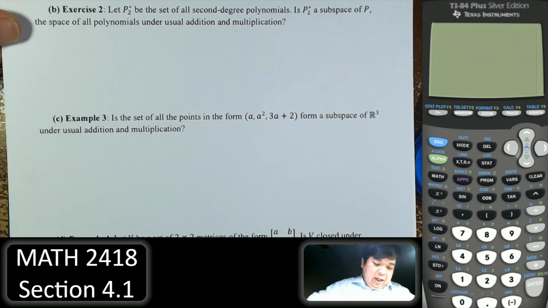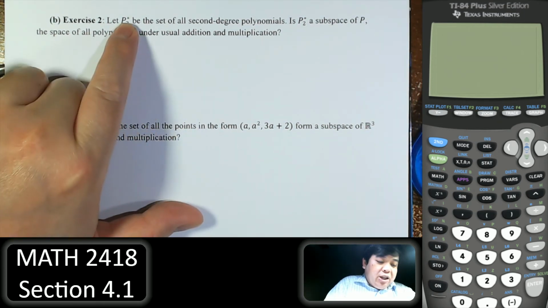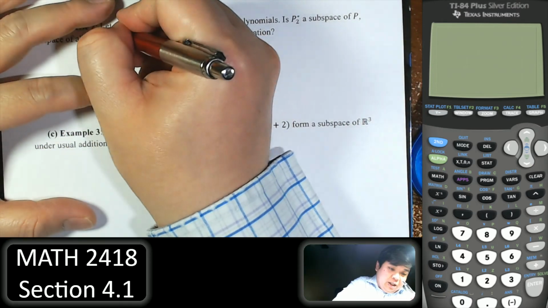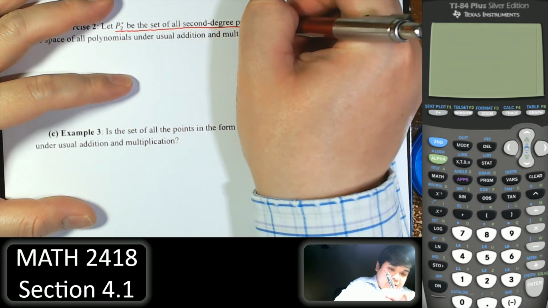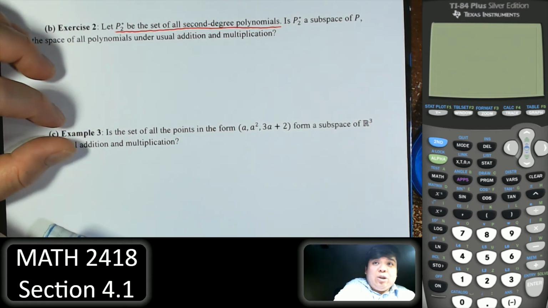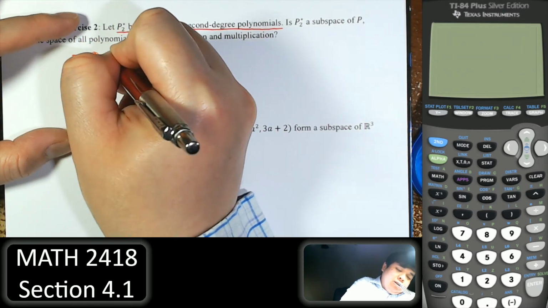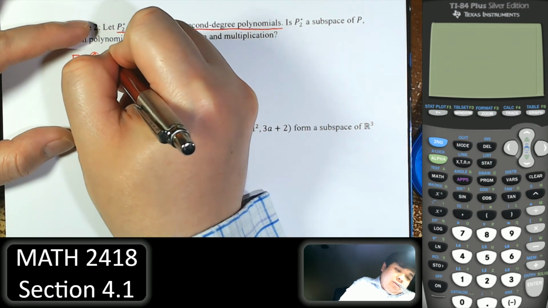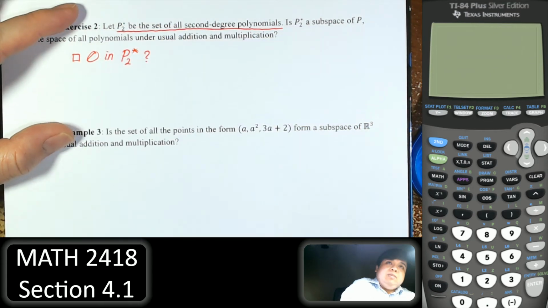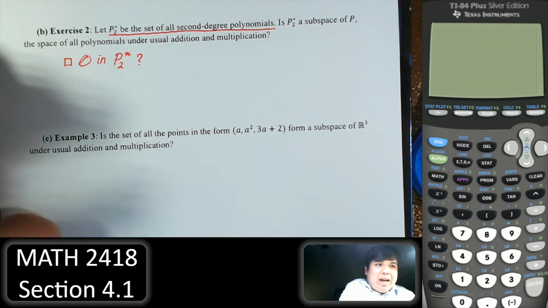Right. Here I will just go over this rather quickly. Let P2 star be the set of all second degree polynomials, so it has to be second degree. Is P2 star a subspace of the polynomials? I could see, how about 0? Is that in the set here? What is a 0 vector in a polynomial?